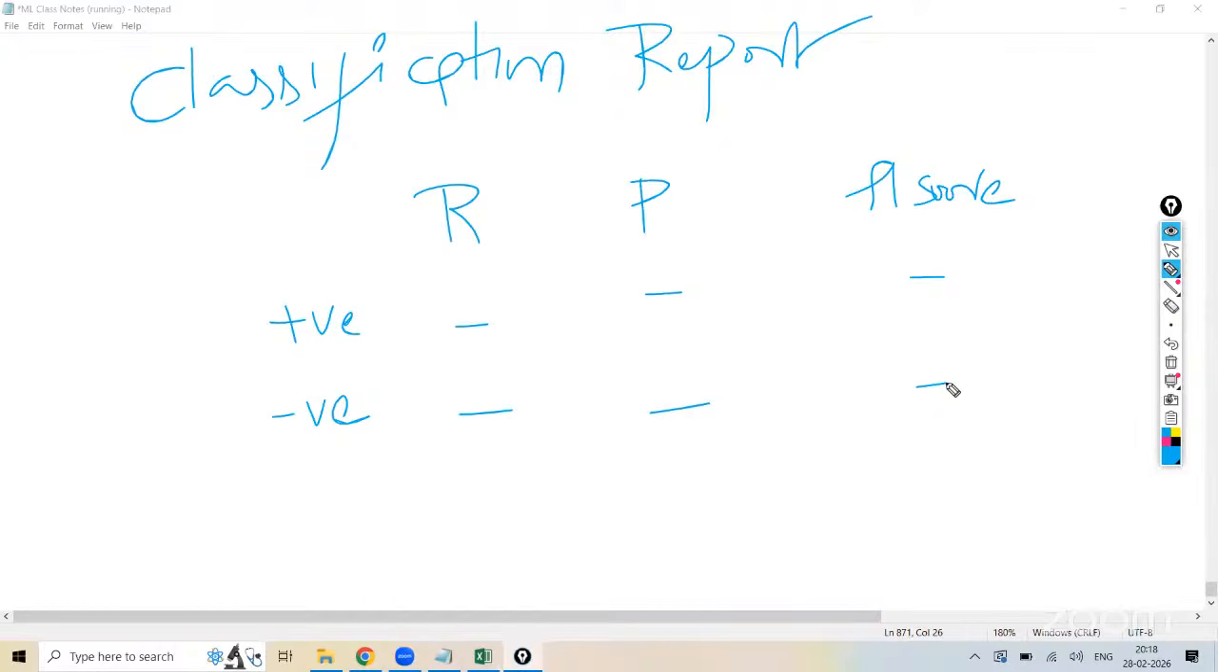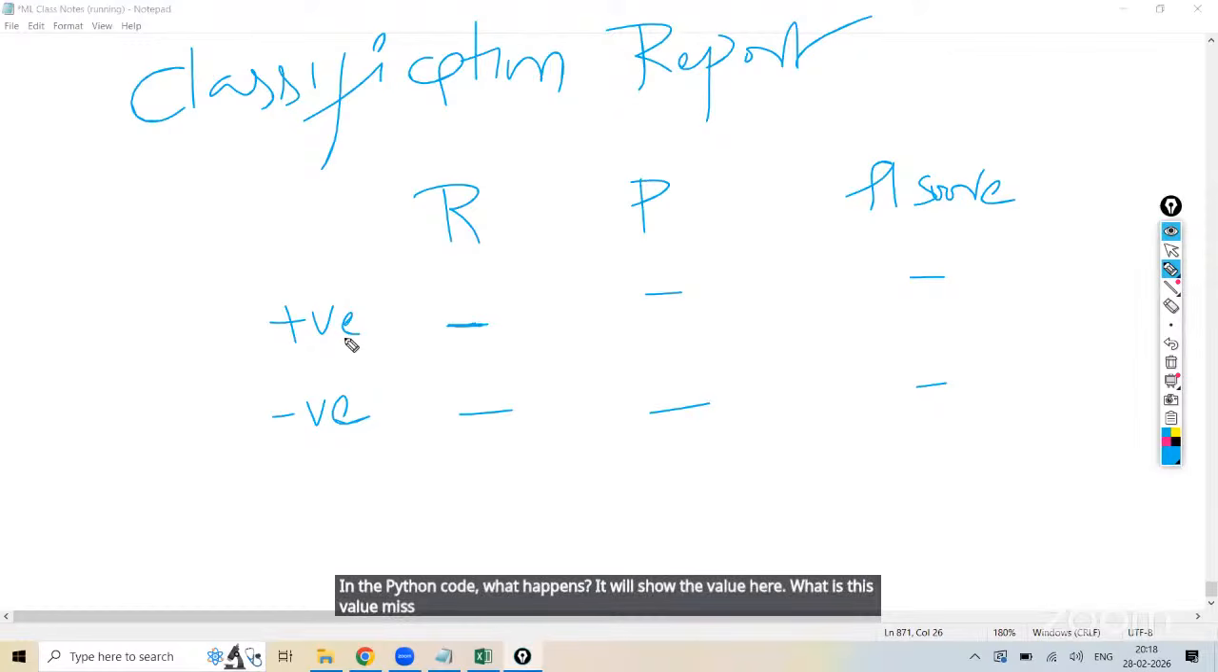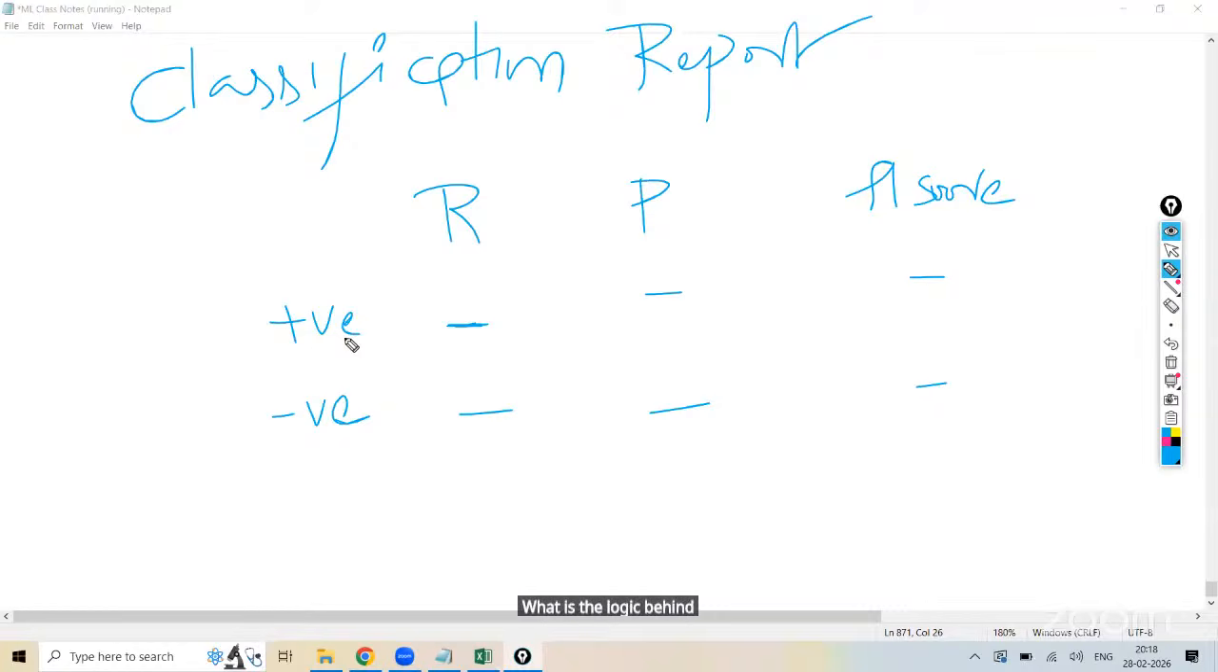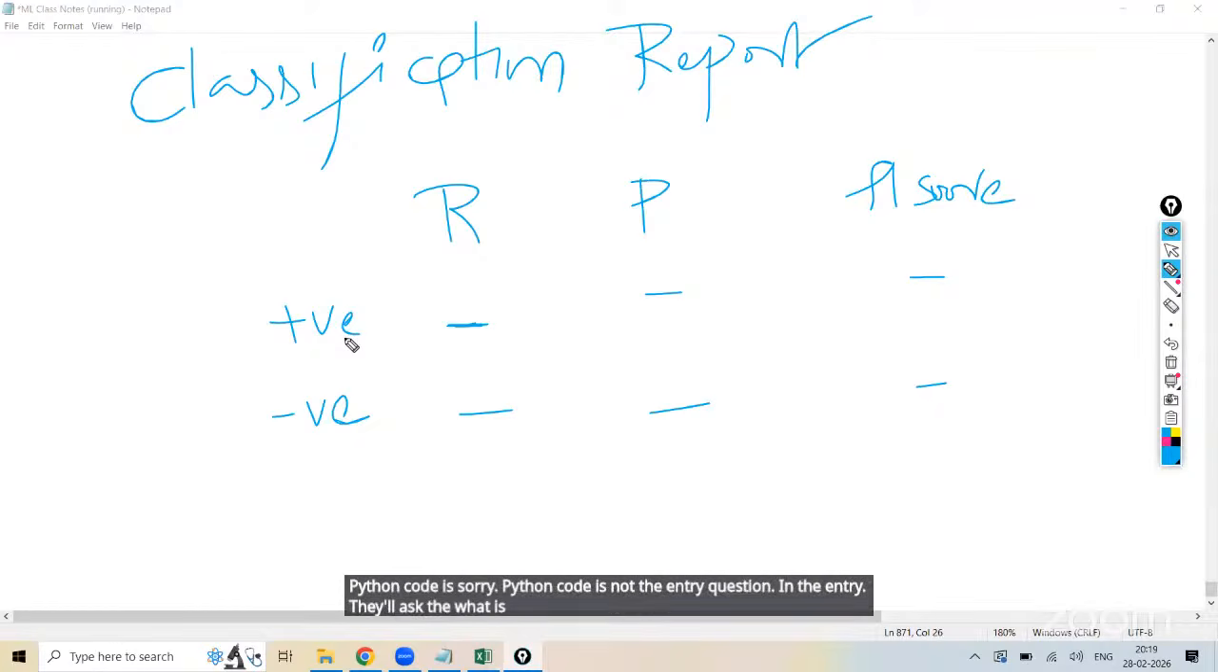In the Python code, what happens? It will show the value here. What is this value? It means recall of positive. Okay, the value is okay, but how did it get it? What is the logic behind that? And why was it calculated? Those are the interview questions. Python code is not the interview question. In the interview, they'll ask what is precision, what is recall, how it is calculated, in which case precision has to be used, and in which case recall has to be used. These are the interview questions.